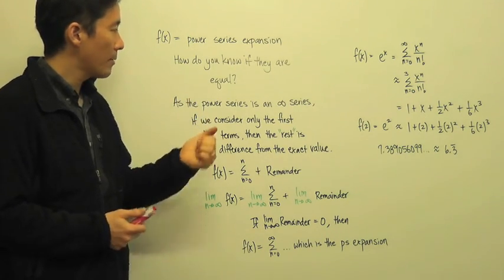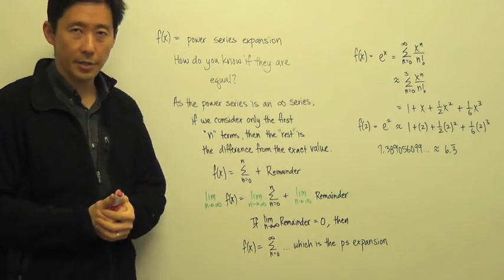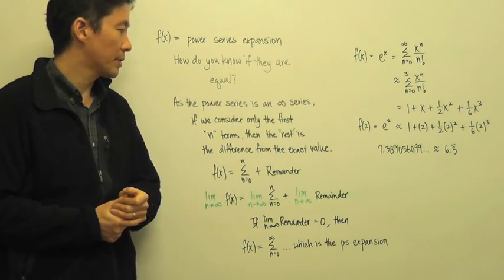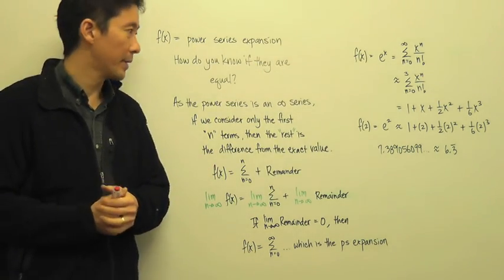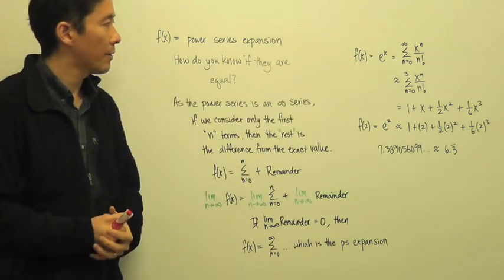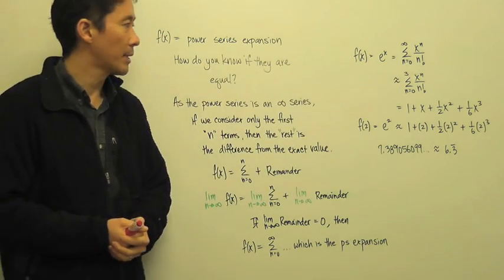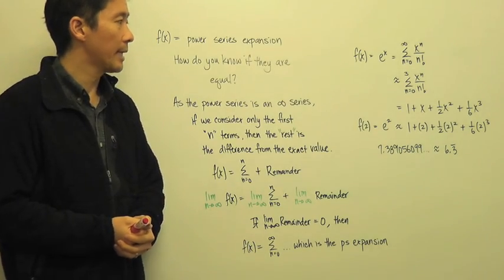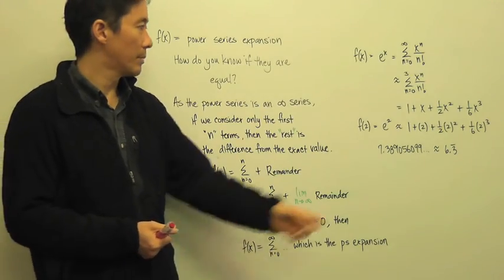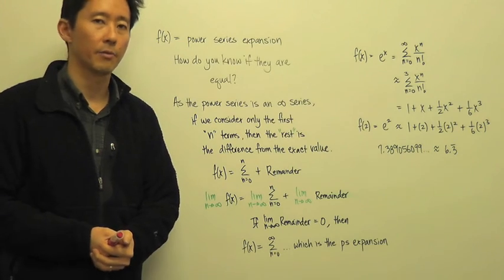Now, as the power series is an infinite series, if we consider only the first n terms, then the rest is the difference from the exact value. Let me describe exactly what that's referring to. We've seen before that f of x equals e to the x is equal to this particular power series expansion. Let's say that instead of going all the way to infinity, we only go up to the first four terms, with n being equal to 3.